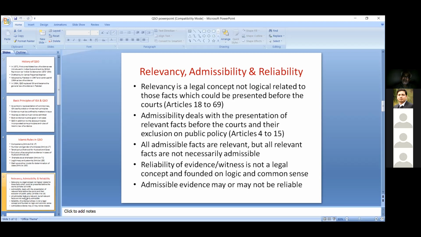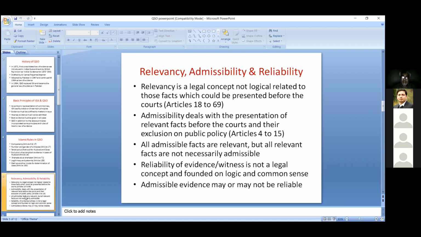So whatever is declared to be relevant in any provision of the law of evidence, irrespective of whether we logically declare that piece as relevant or not, we have to accept that piece of evidence as relevant evidence because it is legally relevant. So the relevancy in Qanun-e-Shahadat Order is a legal concept. Why am I emphasizing this particular point?